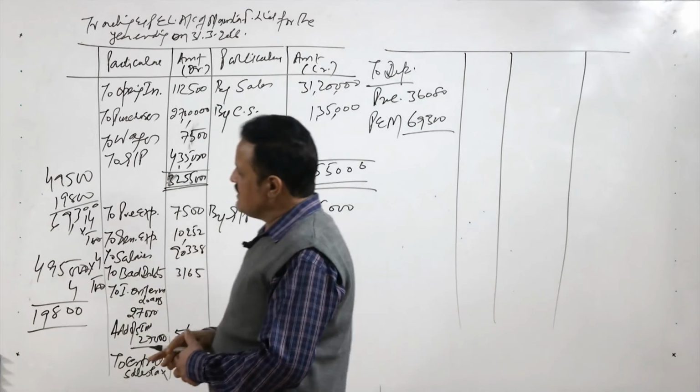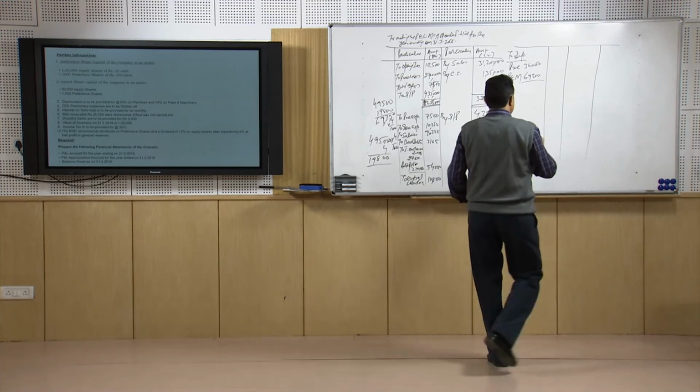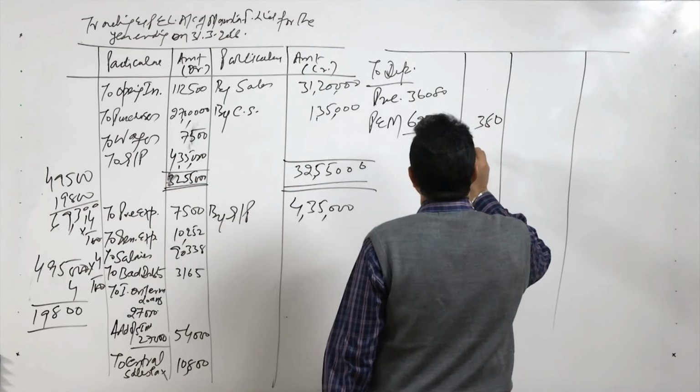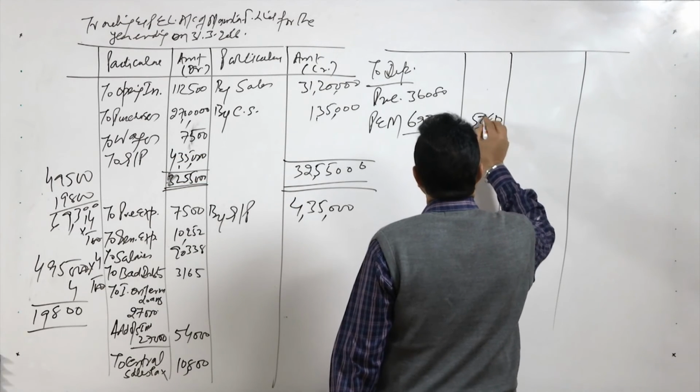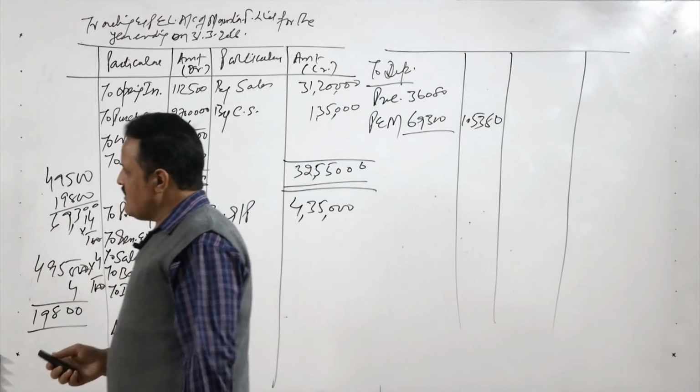There is no other item here. If we take the total depreciation, it is 1,05,380.